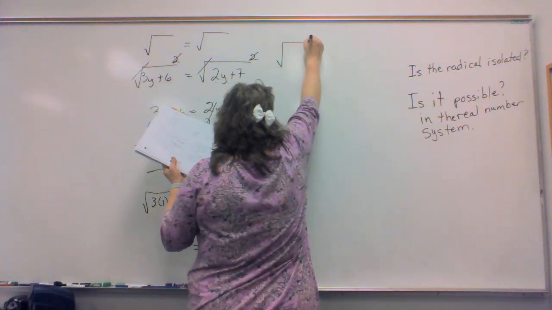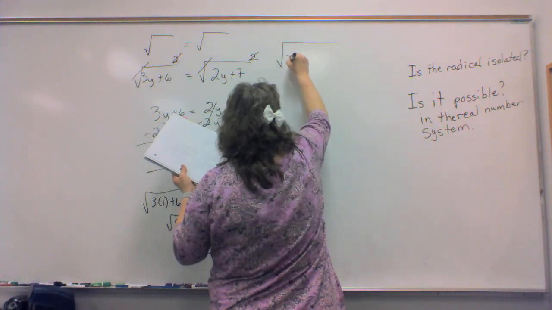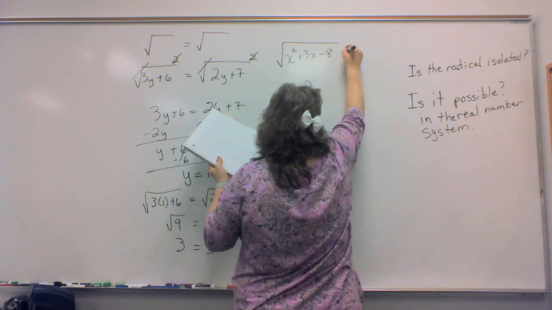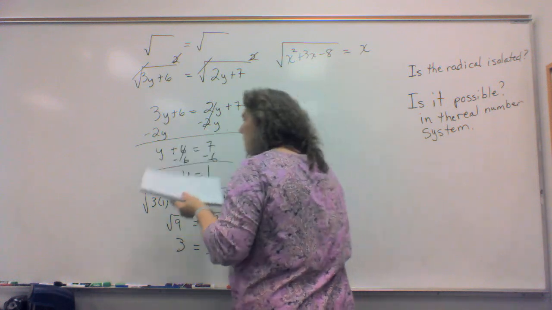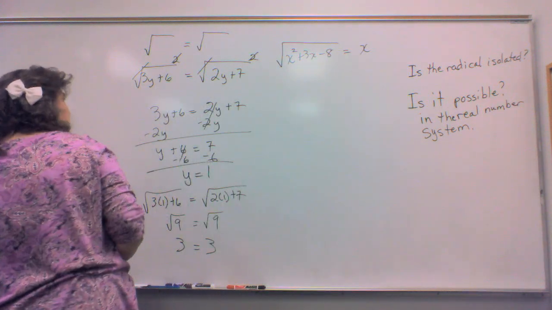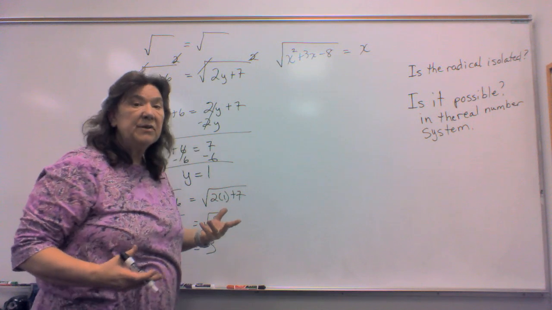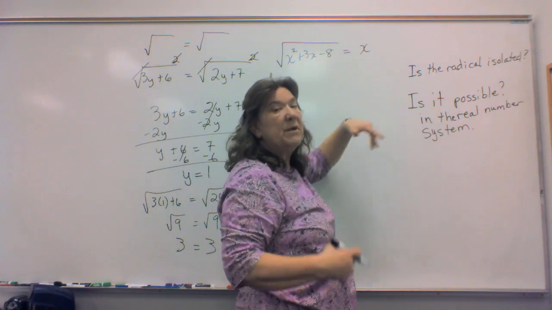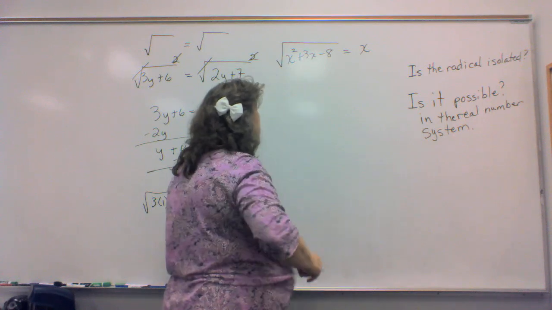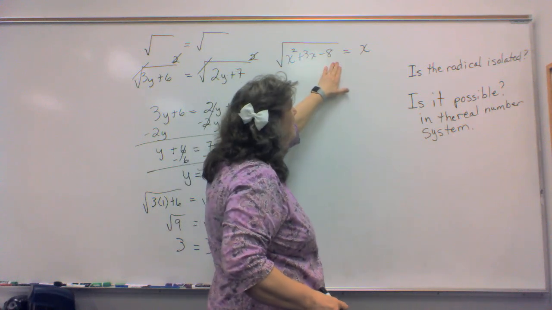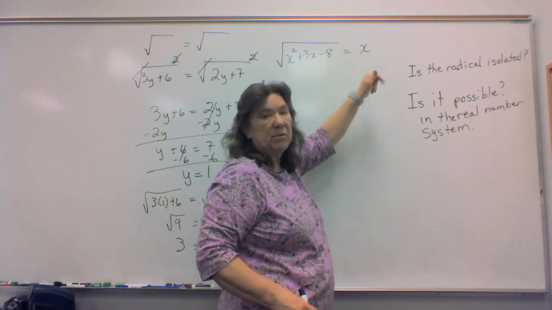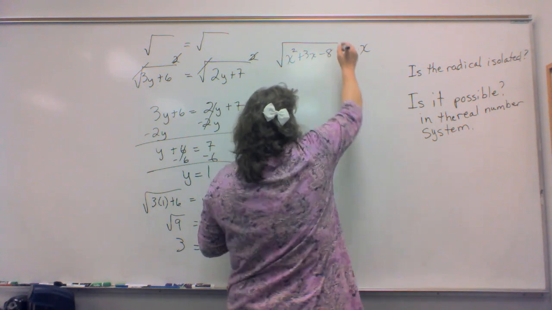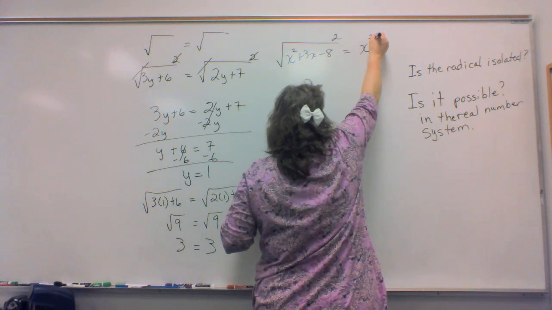Square root of x squared plus 3x minus 8 is equal to x. Okay, your square root is isolated, but this is very different because you don't have a number over here, you have an x. But the same principle applies. Our square root is isolated, and it's possible as long as that x is greater than or equal to 0. So let's go ahead and square both sides.